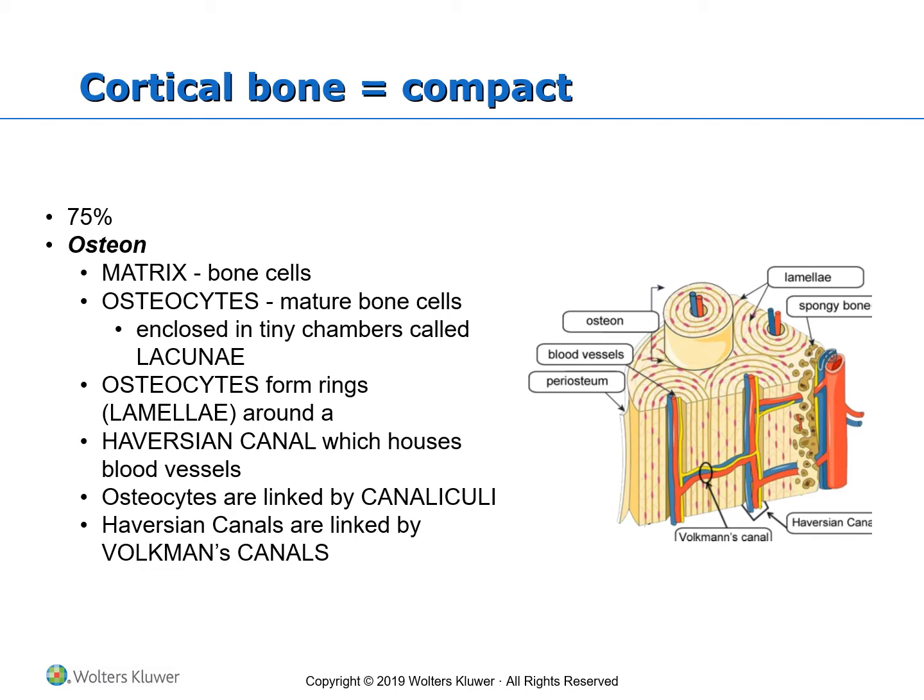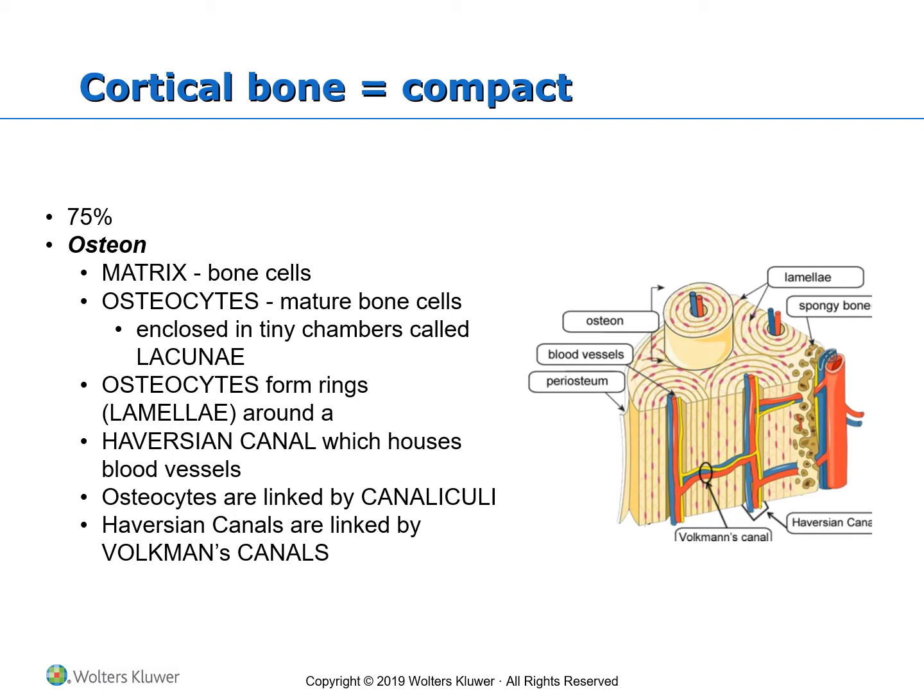So let's look a little bit at the microscopic structure now of the cortical bone, or the compact bone. It actually makes up 75% of all the bony structures in our body. The structural unit of the cortical bone is called an osteon and is represented here.